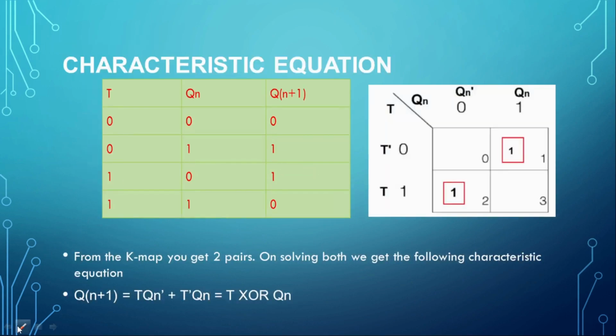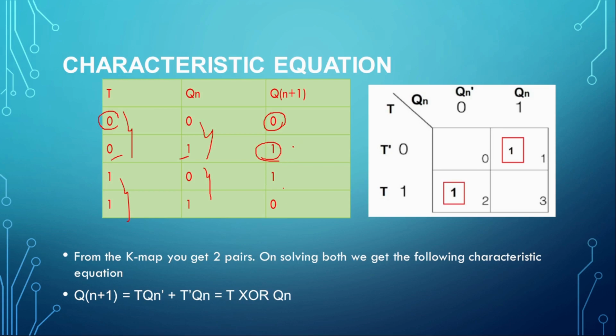This is the characteristic table. You need to write down the characteristic equation for T flip-flop. This is the T flip-flop characteristic table. T is filled with 0 0 1 1 and Qn is filled with 0 1 0 1 and you will get an output. When 0 0 is given as input, you will get Qn plus 1 value as 0. When you give T is equal to 0 and Qn is equal to 1, you will get a value of Qn plus 1 as 1. 1 0, you will get value as output 1. If you give both the values as 1, you will get a 0. So there will be two 1s.